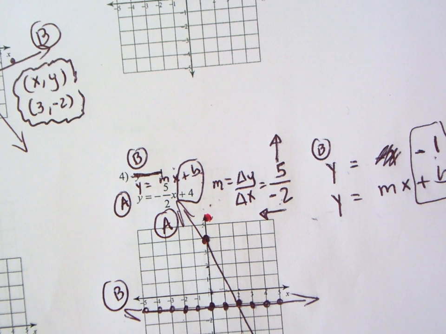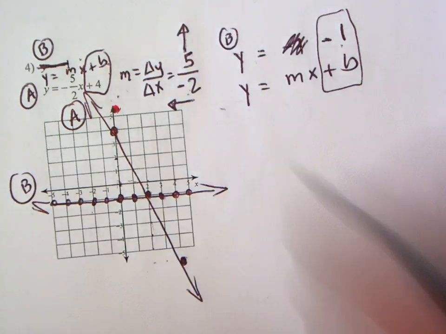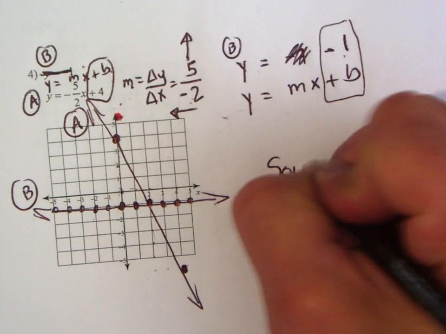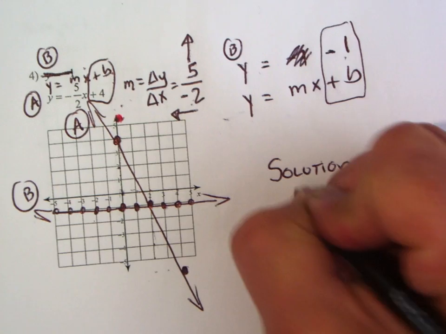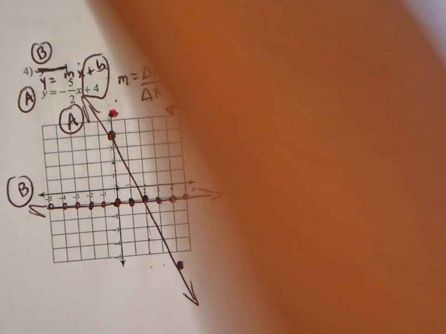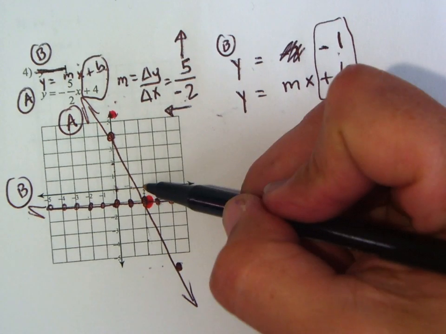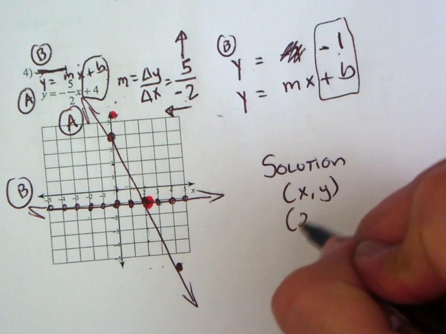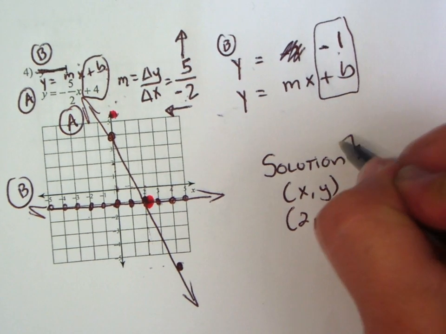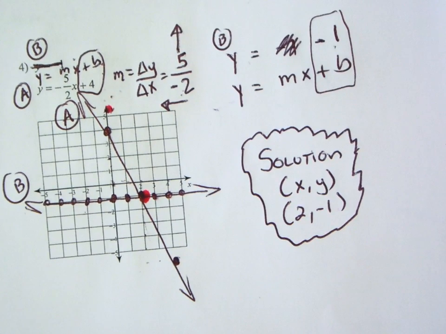And then now we have to find the point of intersection, the solution. So what is that? Your solution. Where do they both meet? So here we go. They meet right here. So that's going to be 2, -1. There's your solution. All right? And that's it.